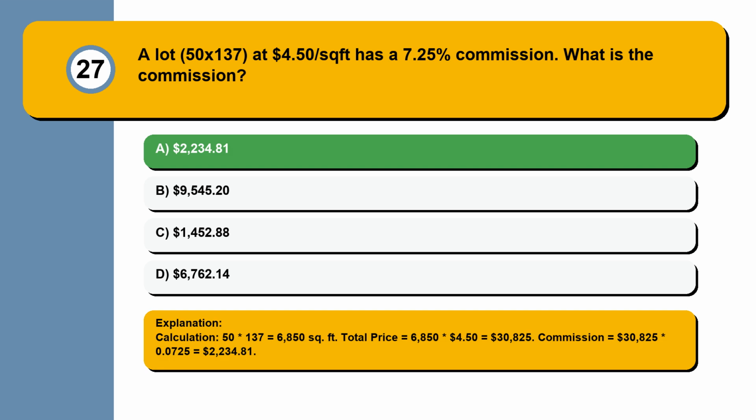Calculation: 50 * 137 equals 6,850 square feet. Total price equals 6,850 * $4.50 equals $30,825. Commission equals $30,825 * 0.0725 equals $2,234.81.